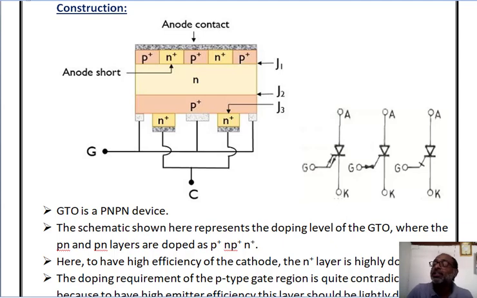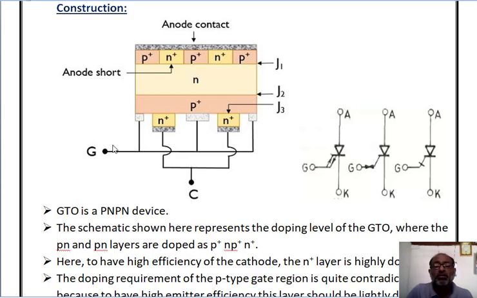Gate turn-off thyristor, that means GTO. Now in GTO, when the positive gate pulse is applied to the GTO, it will turn on the thyristor, and when a proper negative pulse is applied to the gate, it will turn off the thyristor.